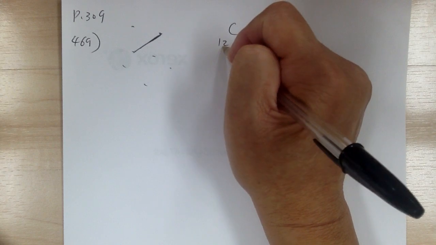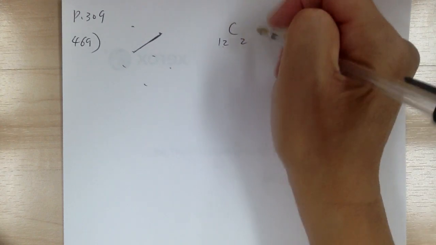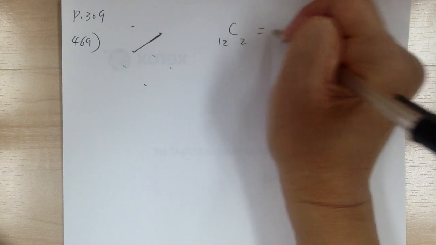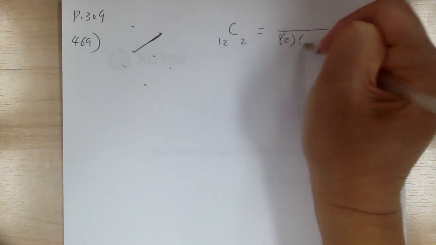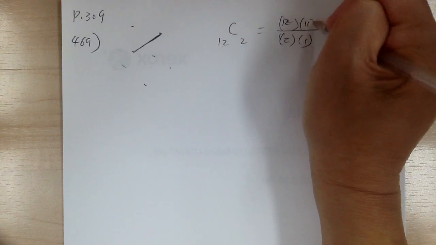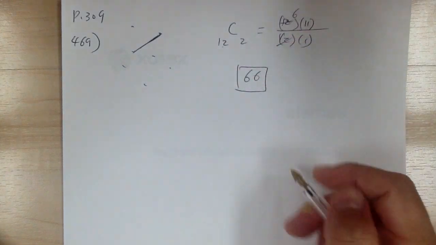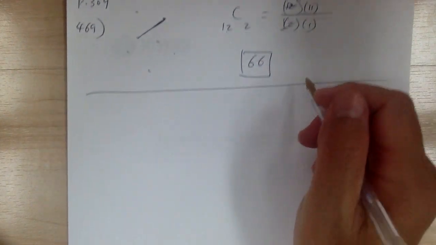So again, there are 12 points, and you take any 2 points to form a line. So 12C2. This is equal to 2, 1 on the bottom, and on the top 12, 11. So cancel out, and the answer is 66. So there are a total of 66 possible lines.